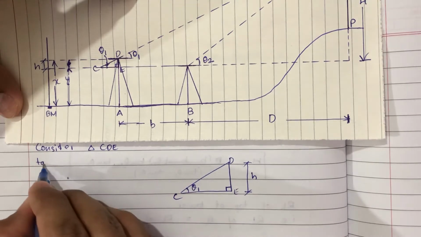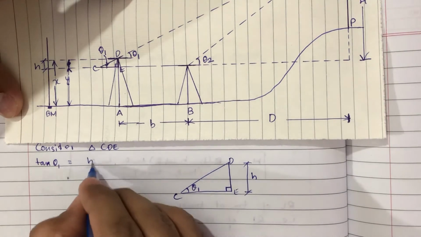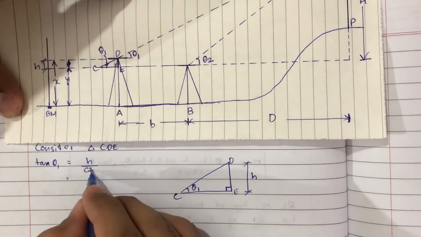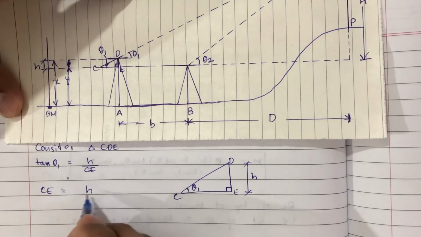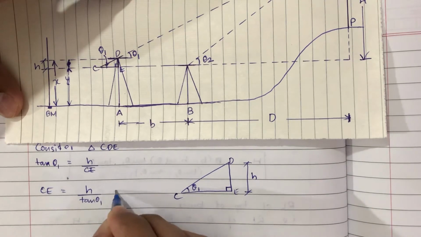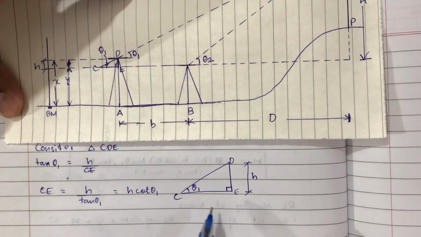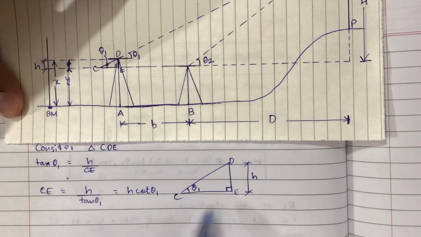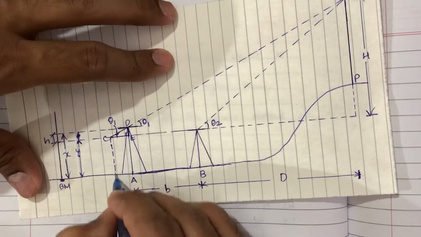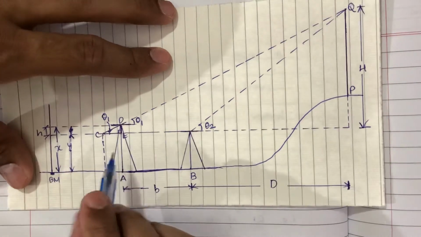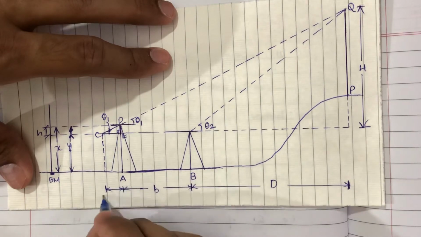So tan theta 1 will be equal to h upon CE. So CE is equal to h upon tan theta 1, or you can write this as h cot theta 1, because the inverse of tan is cot. So this horizontal distance CE is equal to h cot theta 1. So if we drop a perpendicular like this, since CE is h cot theta 1, this distance will also be equal to h cot theta 1.